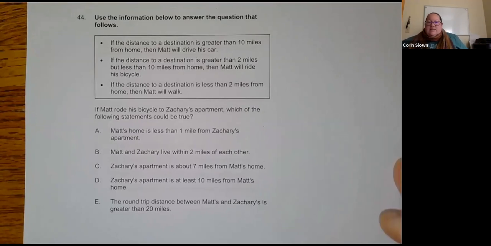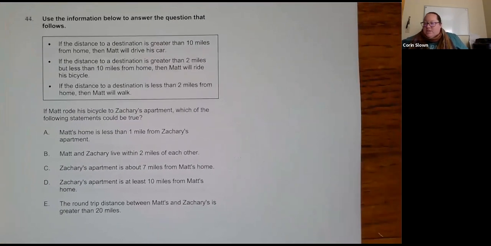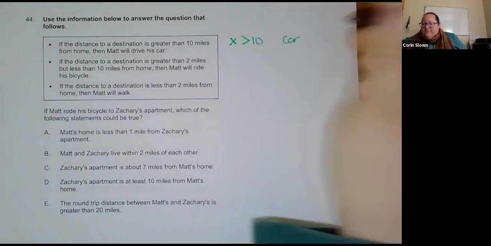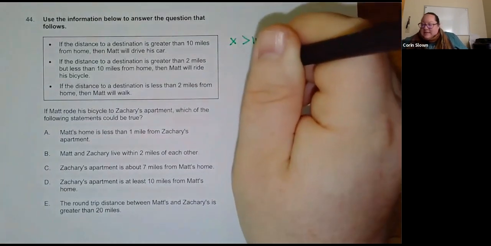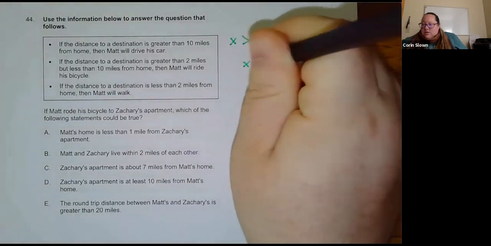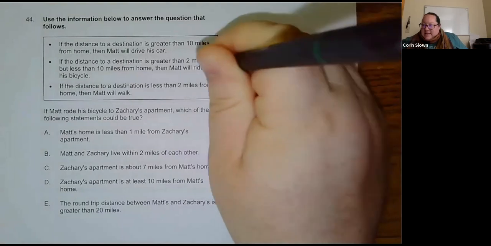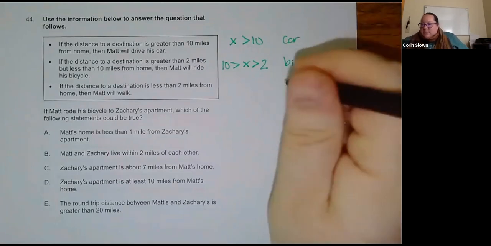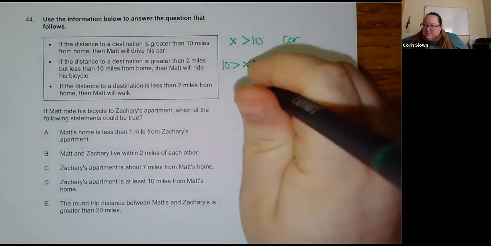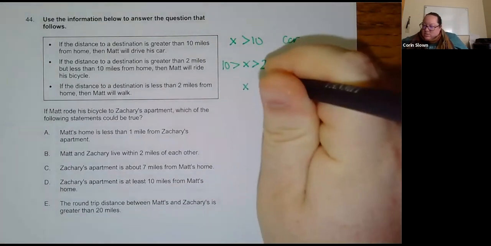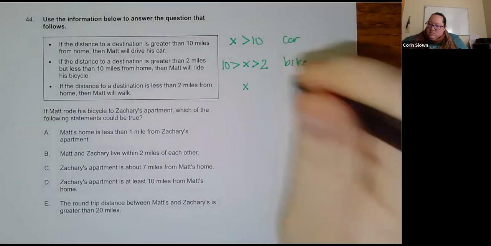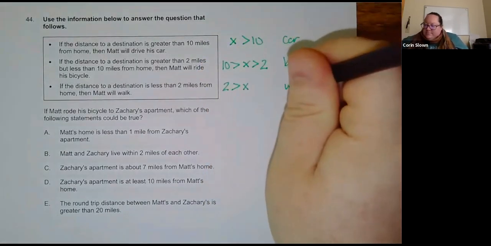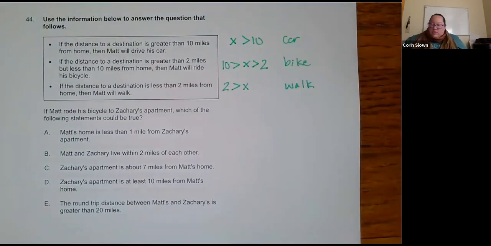So let's write those out a slightly different way and hope that will help us make sense of the information in the problem. So if X is greater than 10, then Matt takes his car. If X is greater than 2, but less than 10, Matt rides his bike. And if the distance to the destination is less than 2, then Matt will walk. Okay, so let's think about this.